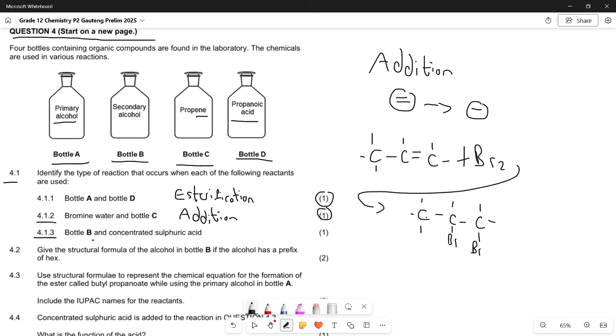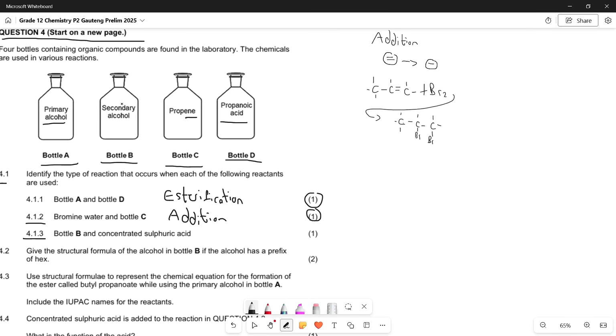And then 4.3.1, bottle B over here, the secondary alcohol and concentrated sulfuric acid. So we have a secondary alcohol, something like this, where we have 2 C's attached to the C that the hydroxyl group is attached to.